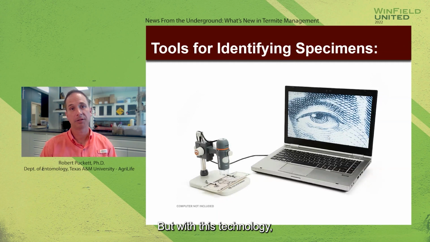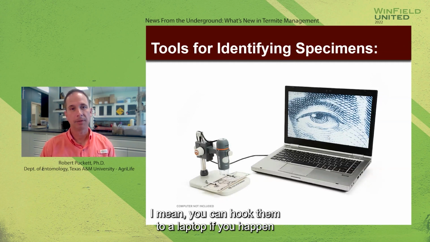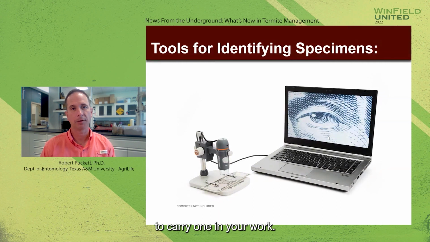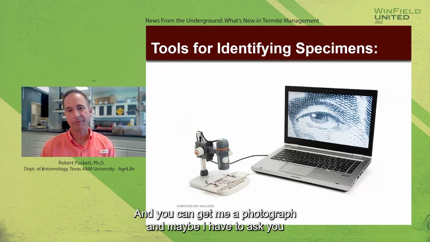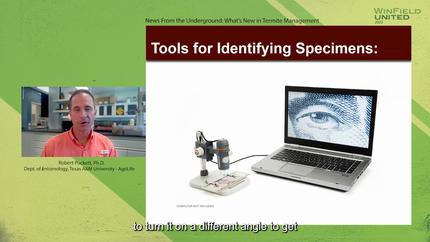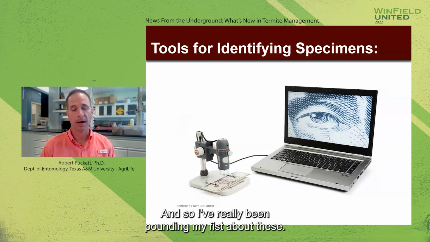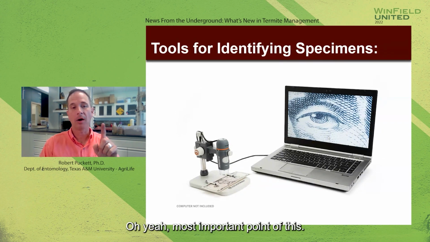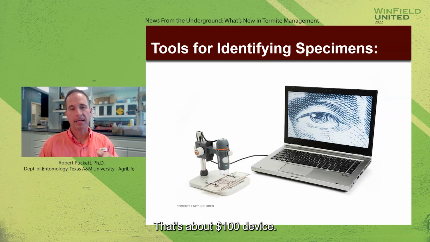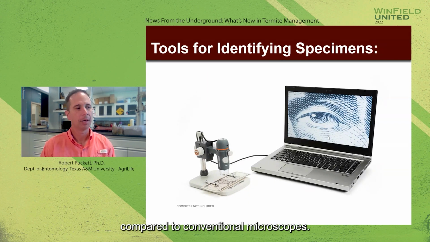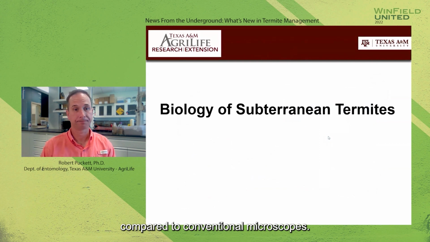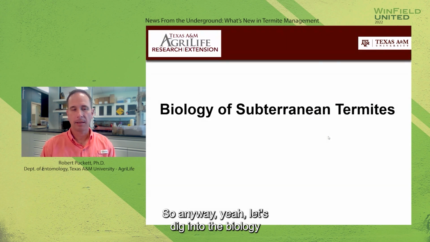But with this technology, these scopes can fit in your glove box. I mean, you can hook them to a laptop if you happen to carry one in your work, and you can get me a photograph, and maybe I have to ask you to turn it on a different angle to get a picture of a different character or something, but I can see them from these photographs. And so I've really been pounding my fist about these. Oh yeah, most important point of this, that's about a $100 device. So they're very inexpensive compared to conventional microscopes. And you can get extraordinary resolution. So anyway, let's dig into the biology of subterranean termites.